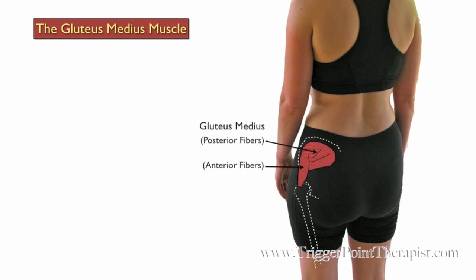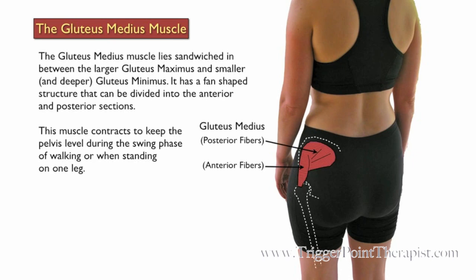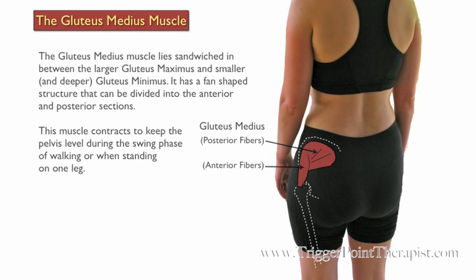Gluteus medius muscle. The gluteus medius lies sandwiched in between the larger gluteus maximus and the smaller and deeper gluteus minimus. It has a fan-shaped structure that can be divided into the anterior and posterior sections. This muscle contracts to keep the pelvis level during the swing phase of walking or when standing on one leg.